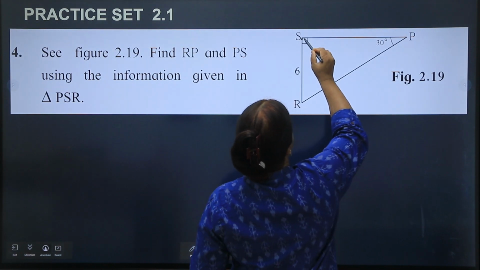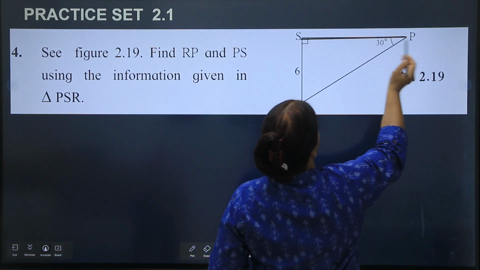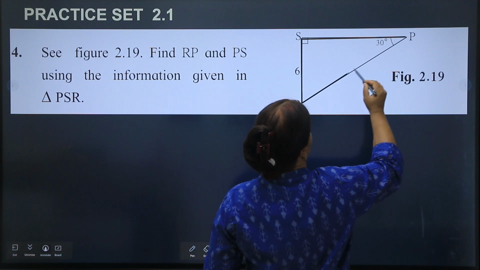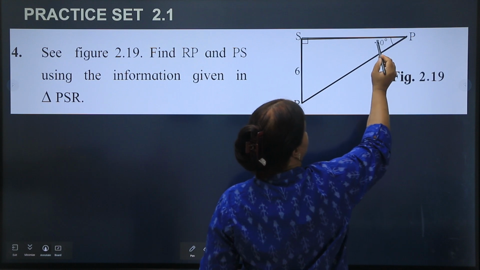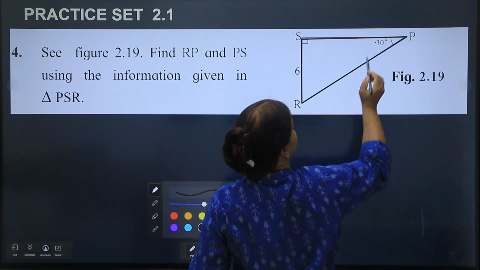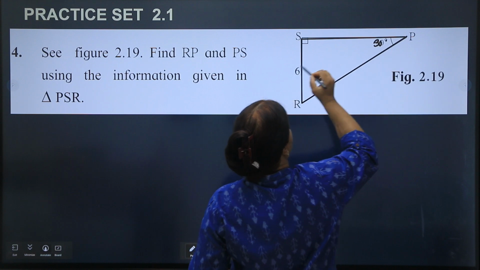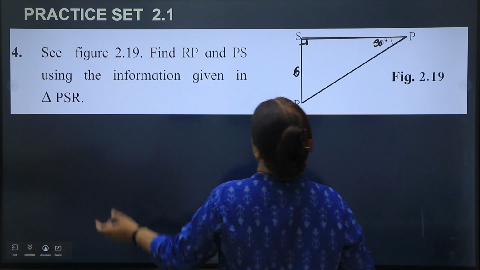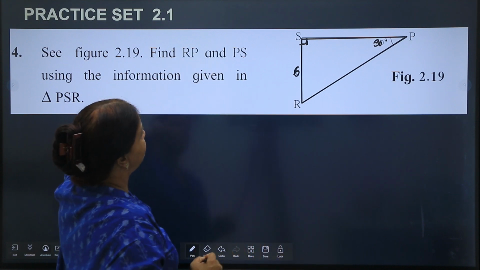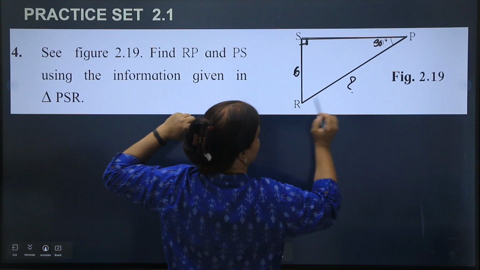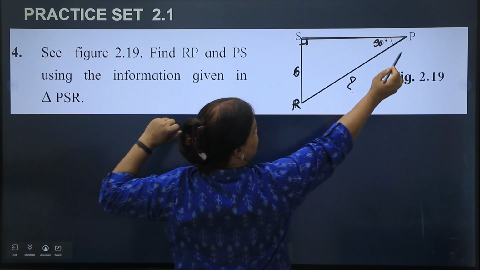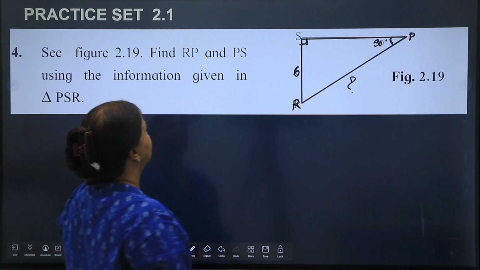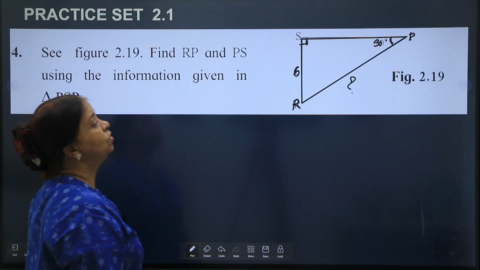The triangle is SPR. This angle is 30 degree and SR is given 6. It is 90 degree. We need to find out RP. This is RP. I hope you can understand, children. And also we need to find out PS.